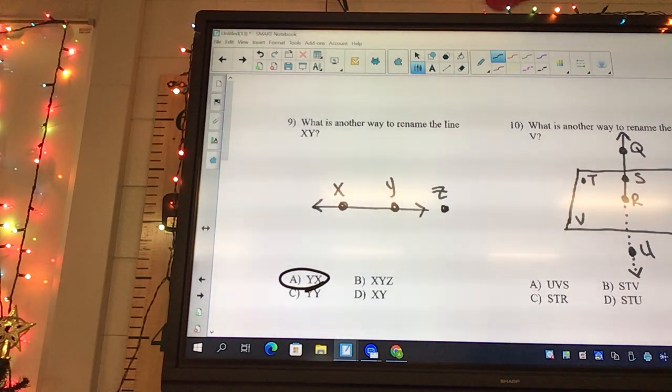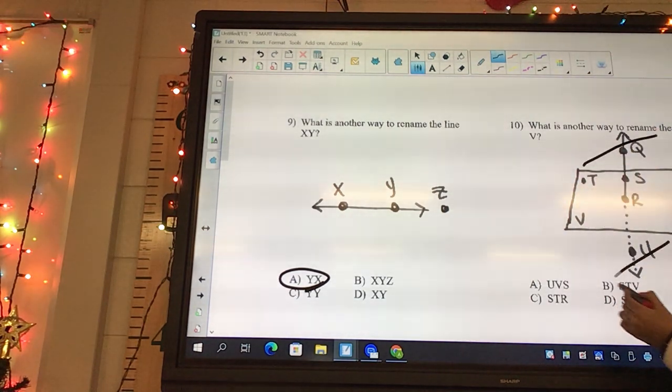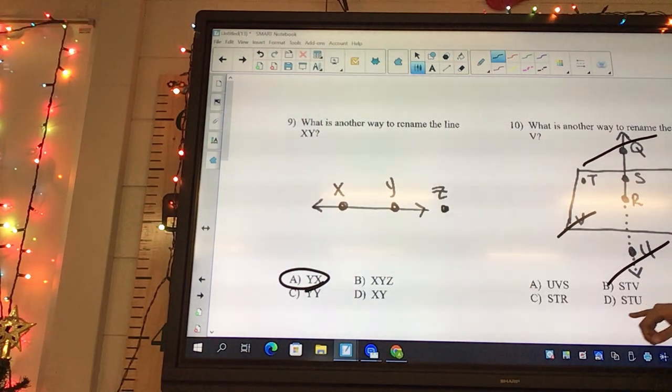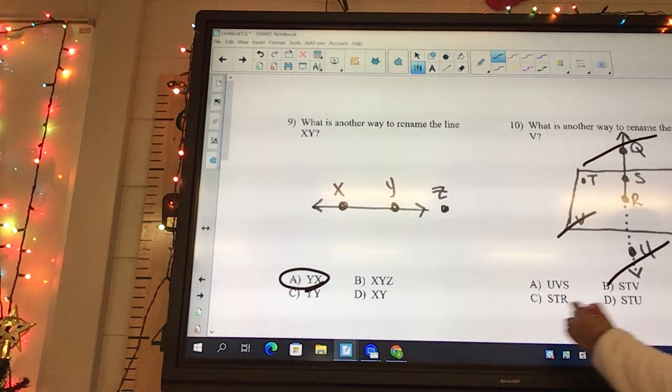So you could say TSR, RST, STR, any of those combinations would work, but you cannot use this one, you cannot use this one, and you cannot use this one. Okay, so which one? STR, so it's going to be C.